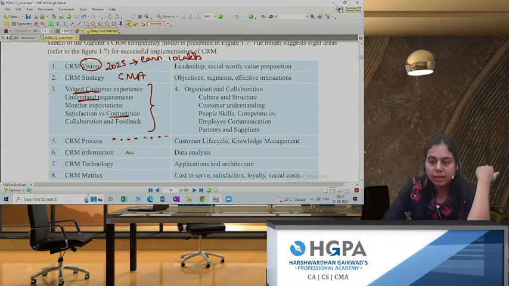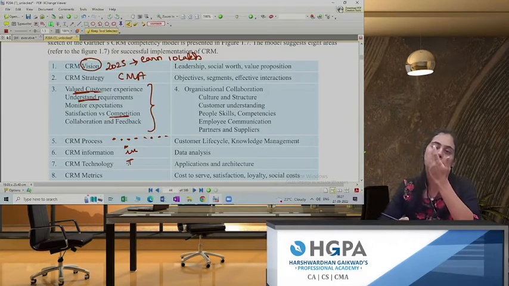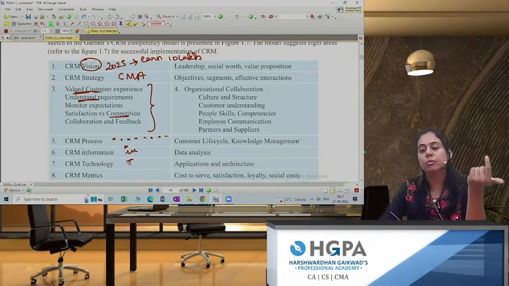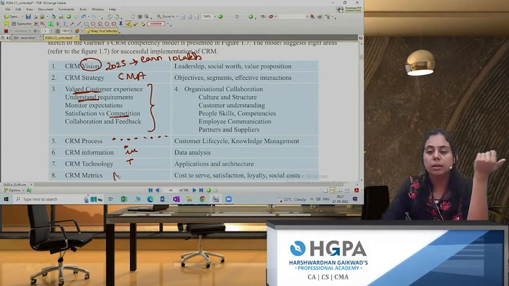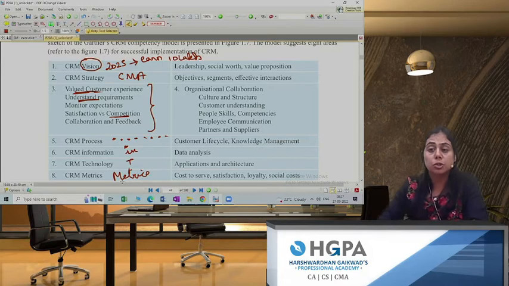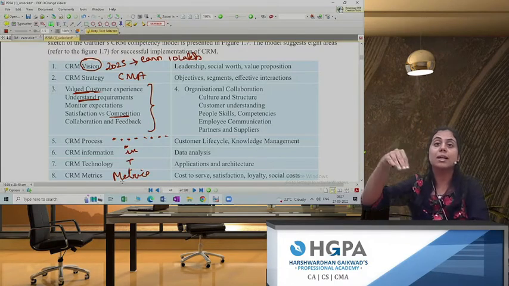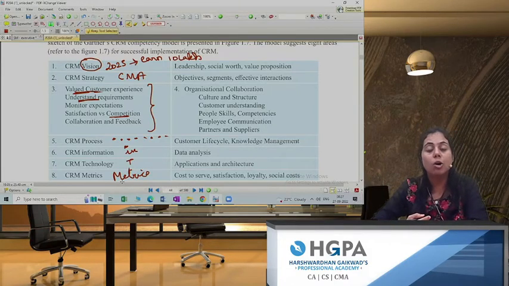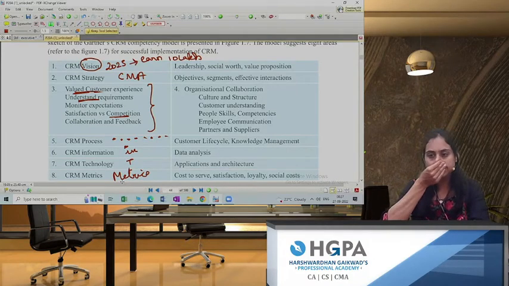And CRM, we need IT, that is information technology. And for measuring this information technology, there will be certain metrics. We will measure it in the form of profit. We will measure it in the form of cost. We will measure it in the form of customer satisfaction. Metrics means how we are going to measure our CRM. Very simple answer.